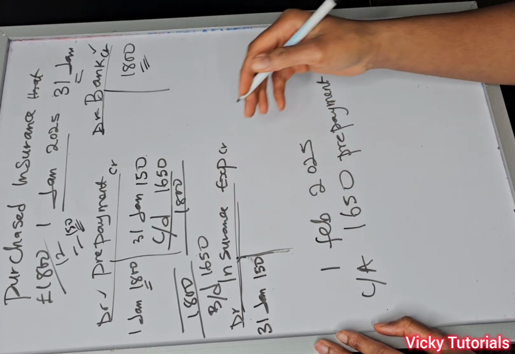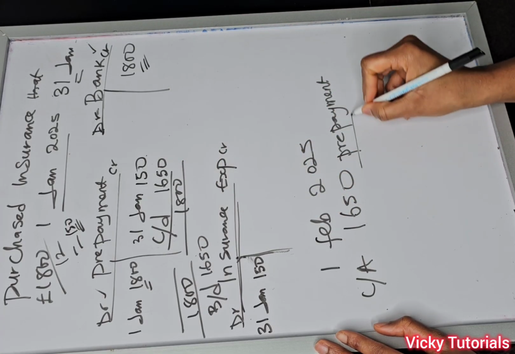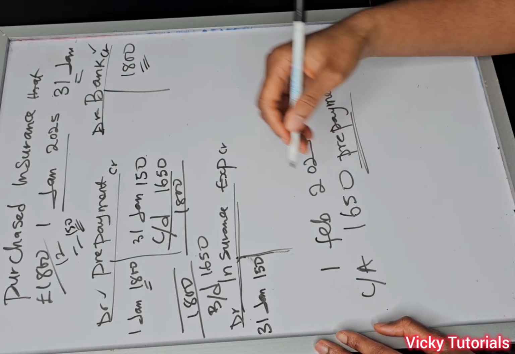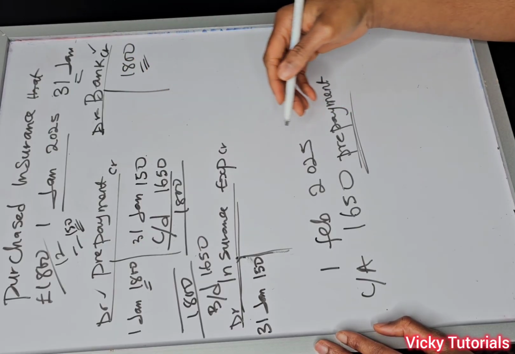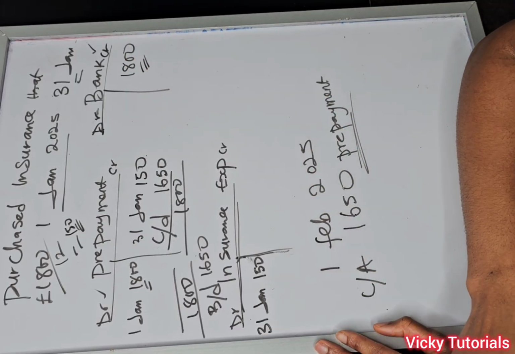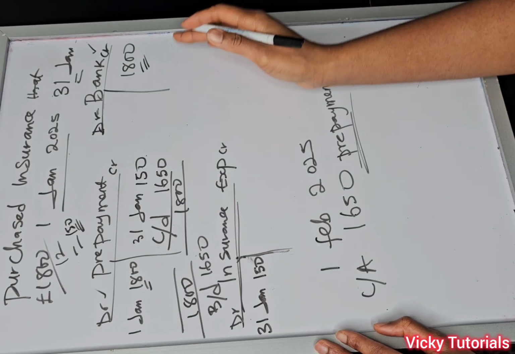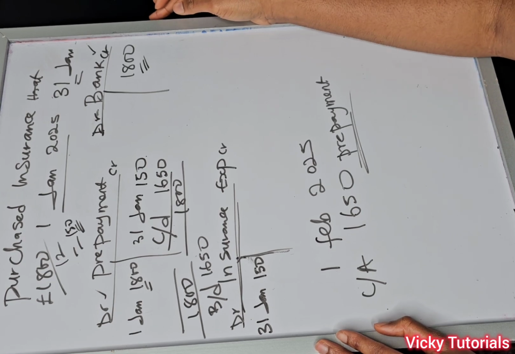So on the 1st of February, which is another month, our carrying amount for prepayments is 1,650. This is how you continue adjusting your prepayment account until it is fully utilized for the whole 12 months period. Then you can say, yes, I have fully expensed all the prepayments out. So I hope this is clear on how to account for prepayment within your books.